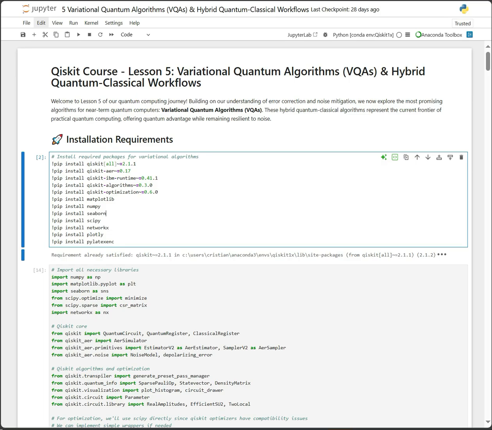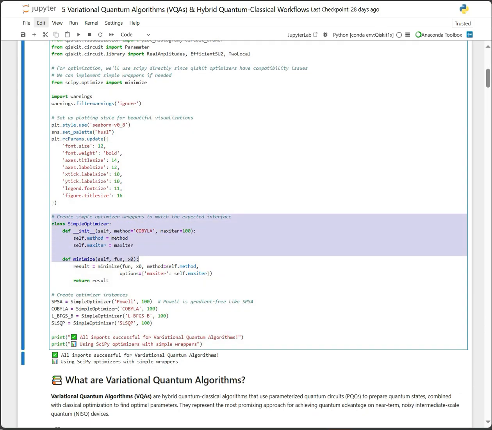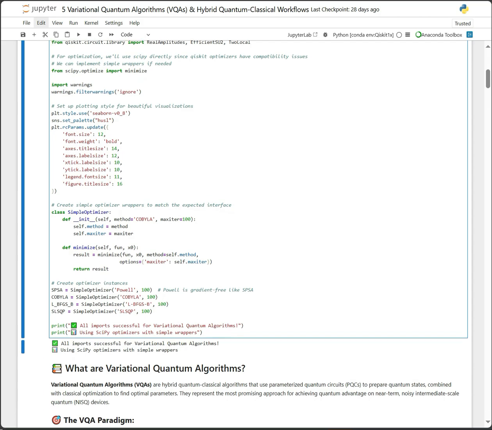Here I leave you the installation requirements and the libraries. I just specify this class that we're going to use as a wrapper to match the expected interfaces that we're going to use after this.